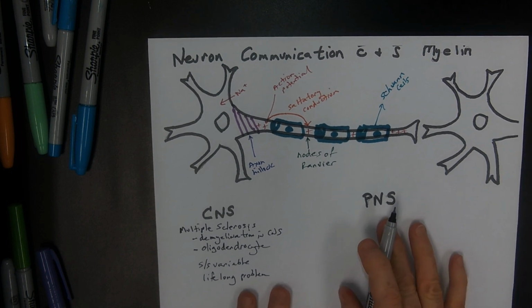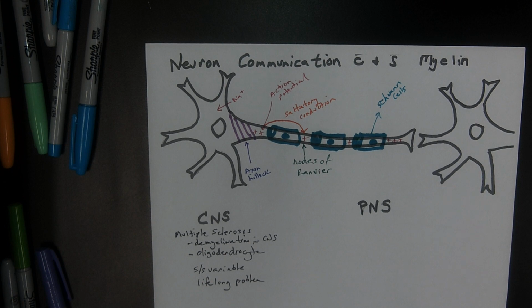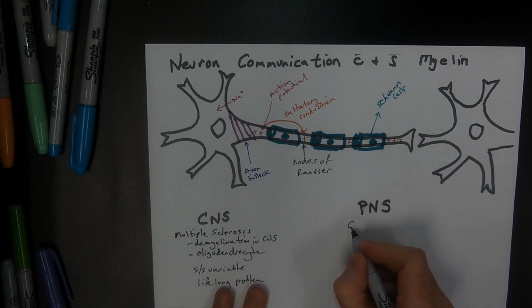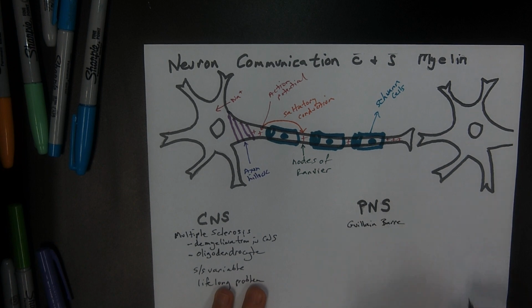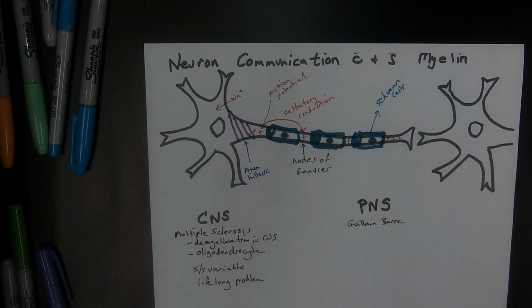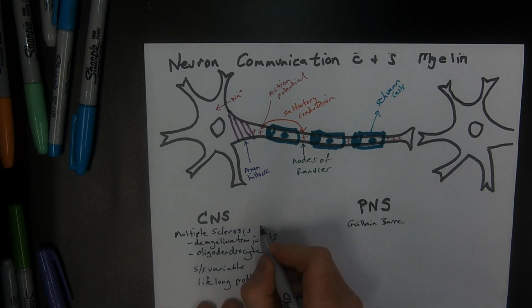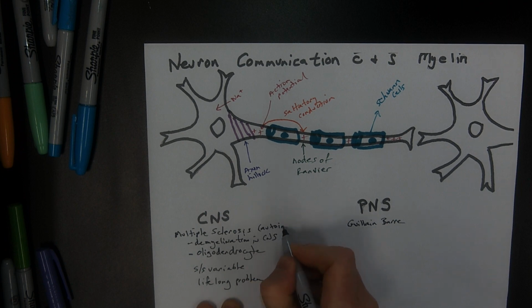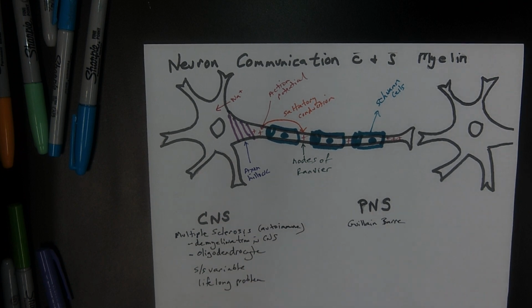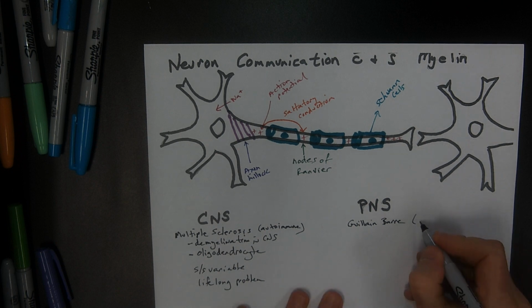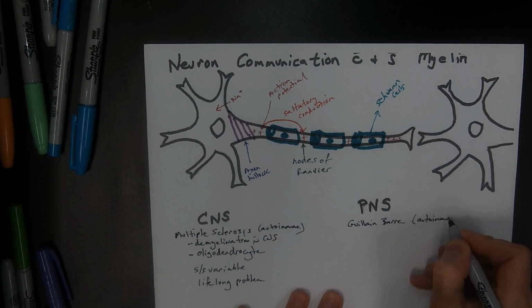In the PNS, what's the demyelination problem in the PNS called? Does anyone know? Anyone heard of that before? Yep, Guillain-Barré. Guillain-Barré syndrome. Another thing you need to know: multiple sclerosis is actually autoimmune. Nobody really knows what causes it, but it is definitely an autoimmune problem. Your body's attacking cells. Guillain-Barré is also an autoimmune problem.